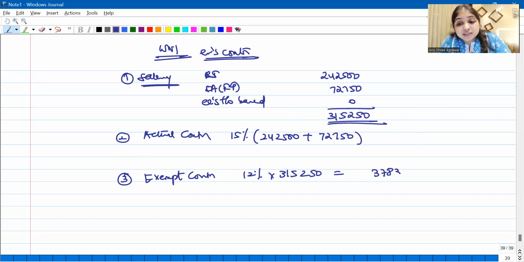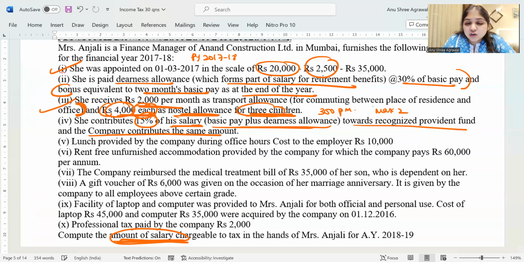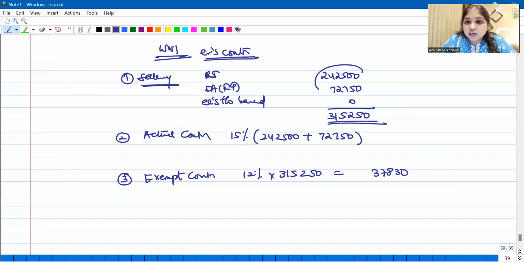Okay, but what is the actual contribution? Actual contribution has to be on the basis of information given. Actual contribution is 15% of salary. Actual contribution is 15% of basic salary plus DA. So actual contribution is going to be how much now? Calculate and tell me. Actual contribution is 47,288. Right?